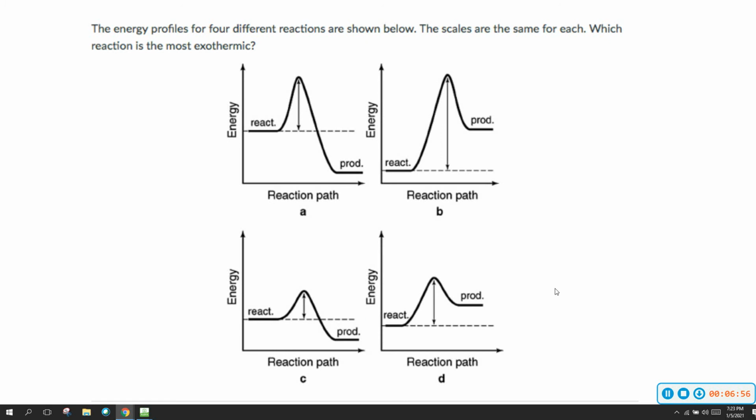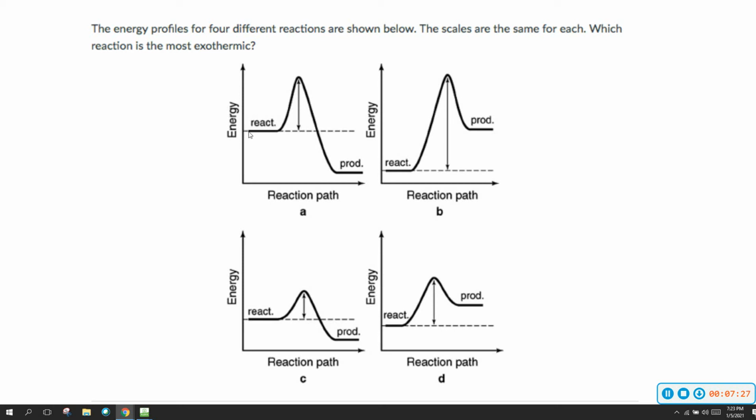Here's an old multiple choice question. This says, the energy profiles of 4 different reactions are shown below. The scales are the same for each. Which reaction is the most exothermic? Okay, so a lot of kids get tricked here, and they start to look at this activation energy right here, and they pick this one right here because it's got like the tallest hill. But remember, this measurement from the start to the tallest hill is the activation energy, not the enthalpy, which would tell us if it's exothermic or endothermic.